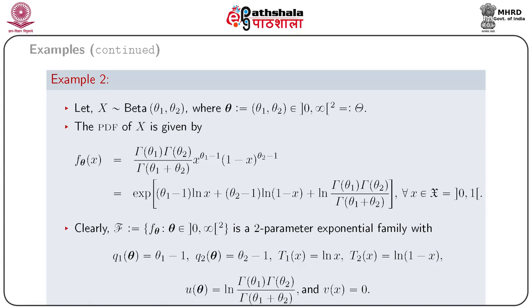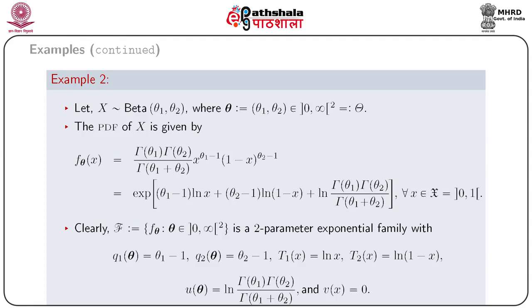Now f x can be put in the following form. f x equals gamma θ1 plus θ2 divided by gamma θ1 into gamma θ2, into e to the power θ1 minus 1 into log x plus θ2 minus 1 into log 1 minus x, into I bracket 0 less than x less than 1, where I bracket capital A is the indicator function for the set A.